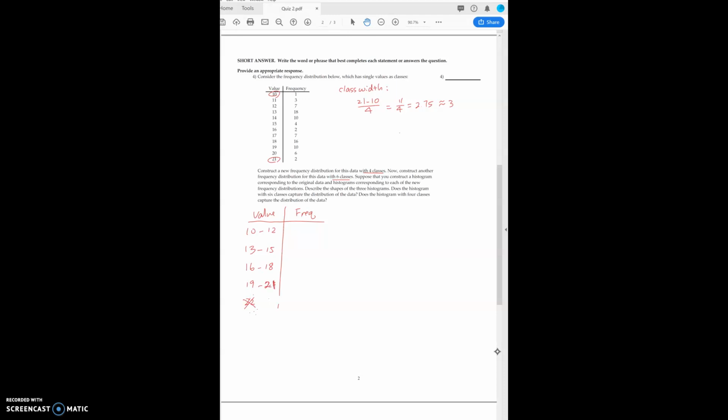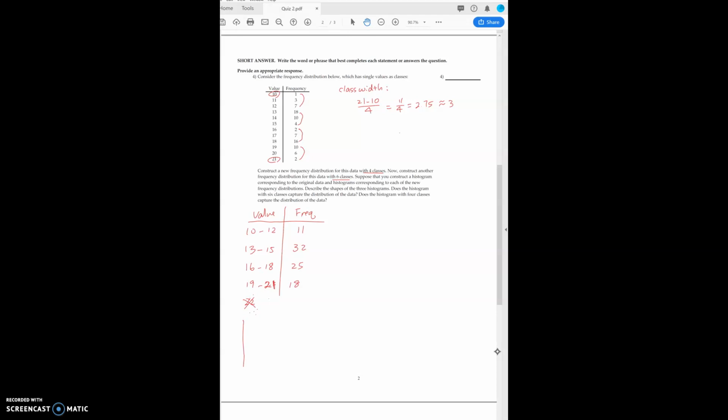We have 4 classes. Now I'm just going to add the frequencies. From 10 to 12, we have 11. From 13 to 15, we have 28, 32. 16 to 18, 9, 25. And 19 to 21, we have 18.